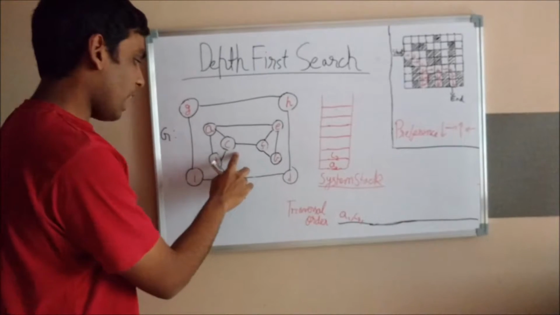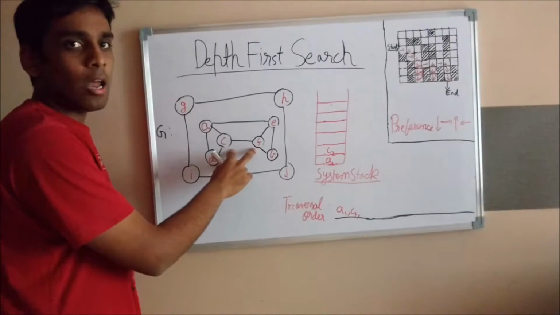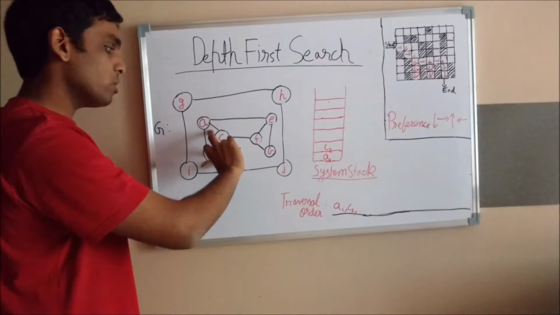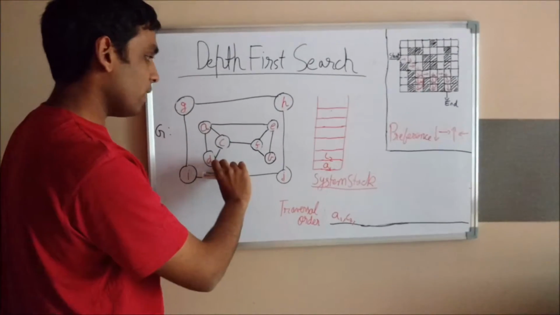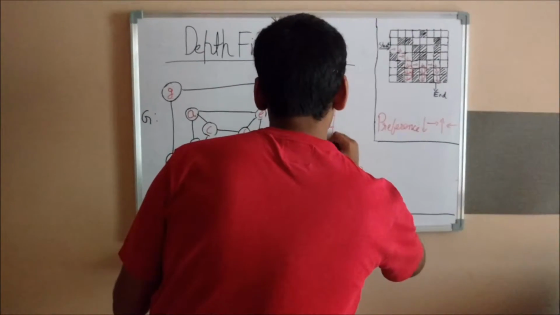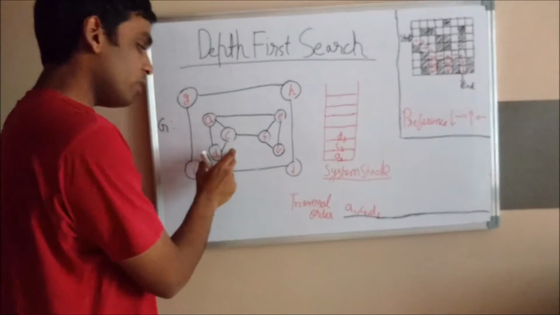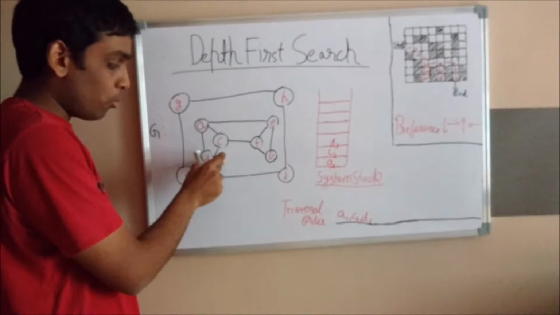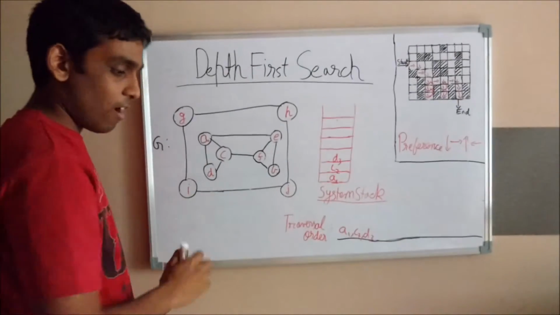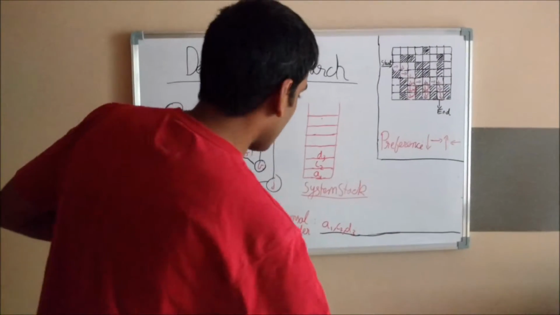Now C has D and F as unprocessed vertices, whereas A has been visited already. So now D will enter the stack. Now both of these adjacent vertices, A and C, have been visited already, and hence D can be popped out from the stack.